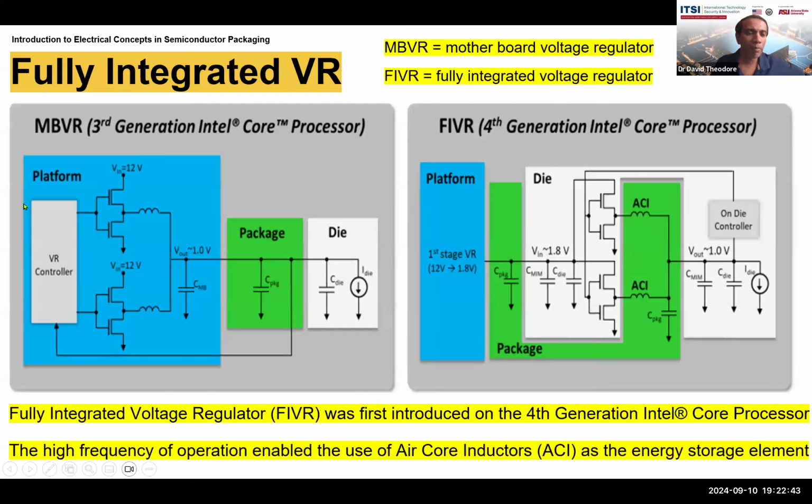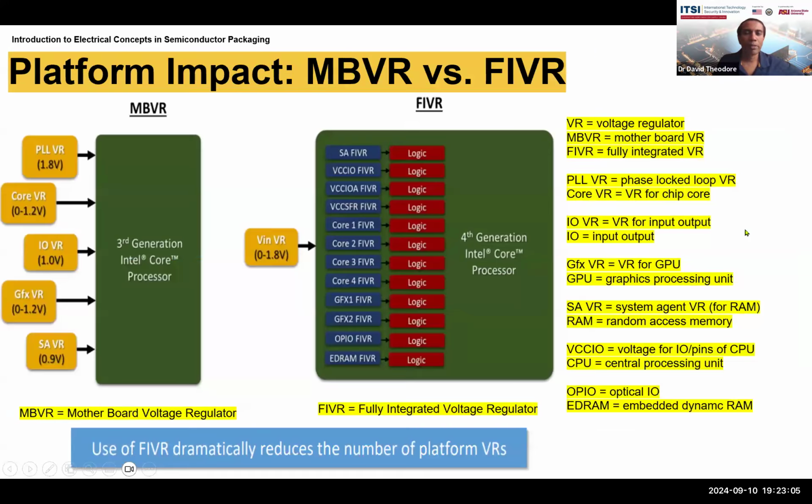So the motherboard regulator basically acts like this. Here's the platform, here's the package, here's the die, and there's a distance between here and here. Whereas when you integrate this on the die, you've got the die and you've got the components of the FIVR that's actually integrated on the die. And here's all the chip circuitry and the controller. So that's the platform impact of the motherboard versus the fully integrated regulator.